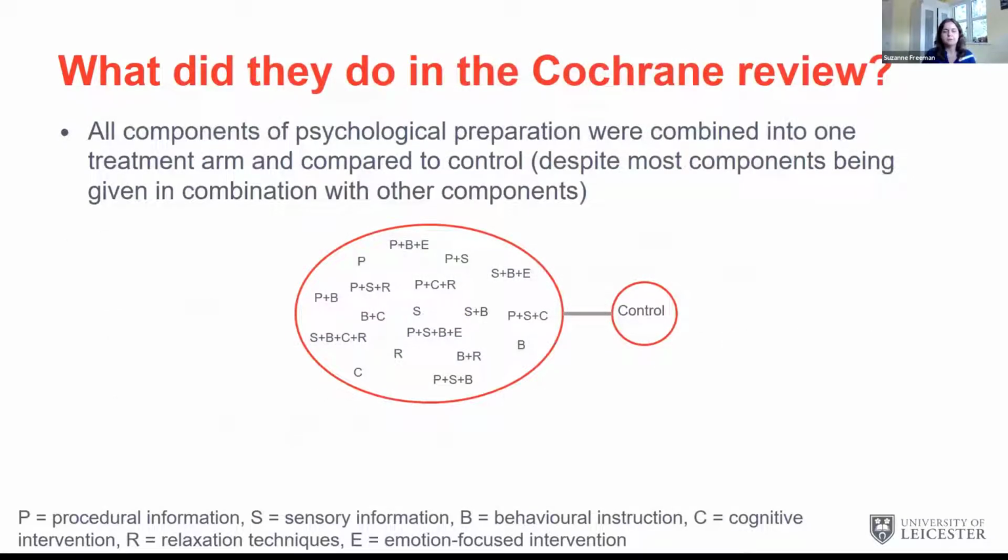So in this Cochrane review, we can see in the bubble on the left-hand side here that these are some of the interventions that were included in the review, and they've all been lumped together into one comparator to be compared with a control. So you can see that we've got some single component interventions, and then we've got some multi-component interventions as well.